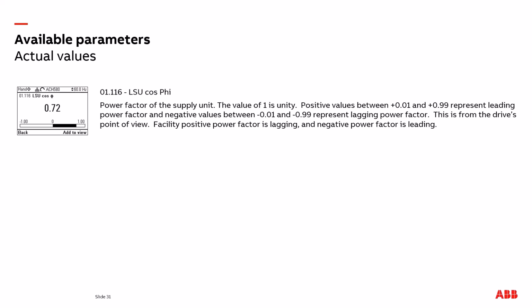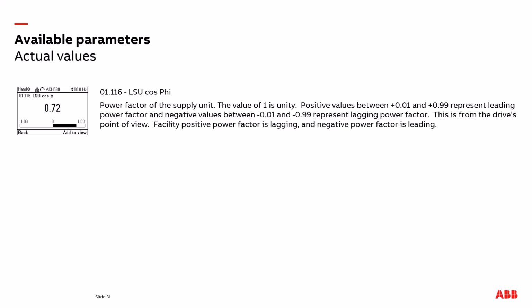Positive values between 0.01 and 0.99 represent leading power factors, and negative values between negative 0.01 and negative 0.99 represent lagging power factors. Now, this is from the drive's point of view. Let's just say that you had a 0.6 power factor, or 60%, and that's a positive number. That would mean that you had a lagging power factor on your facility system. And if you had a negative 0.6 power factor, that would mean you'd have a leading power factor. That is reverse of what the drive is doing.